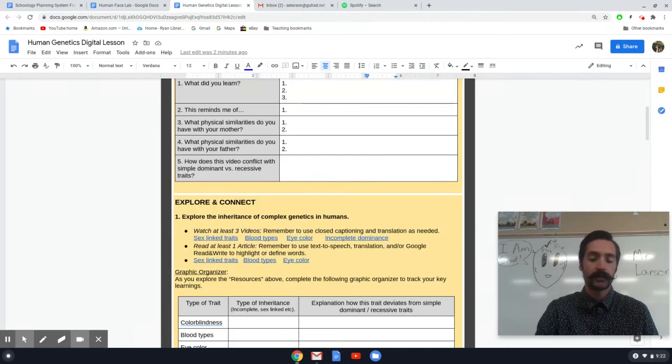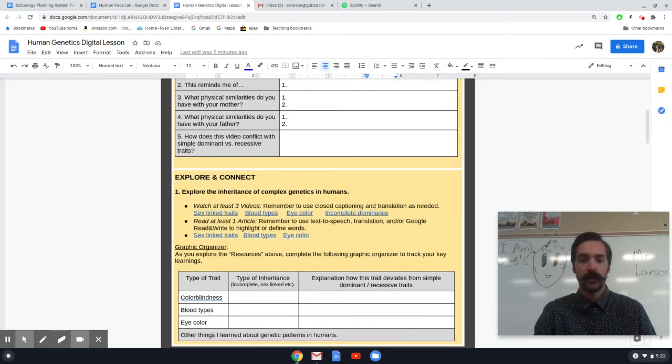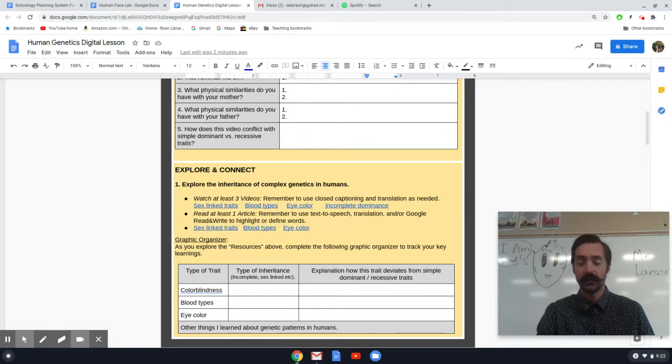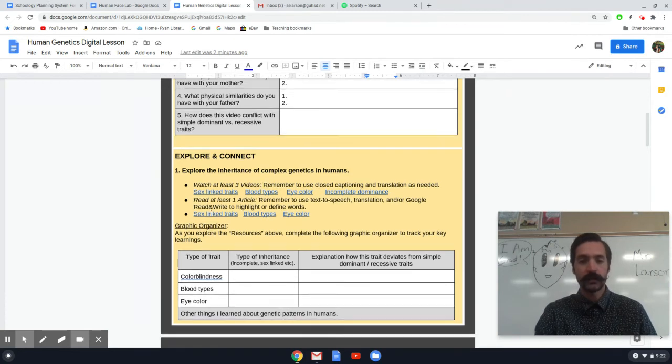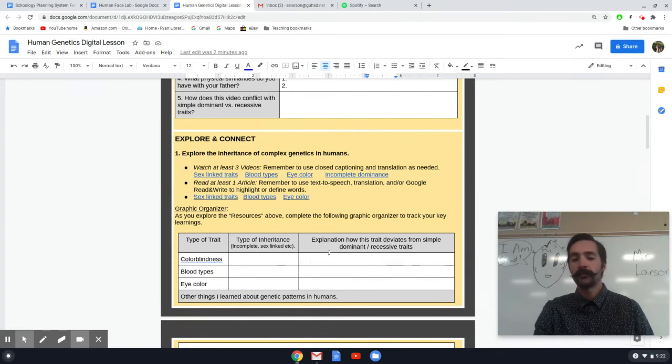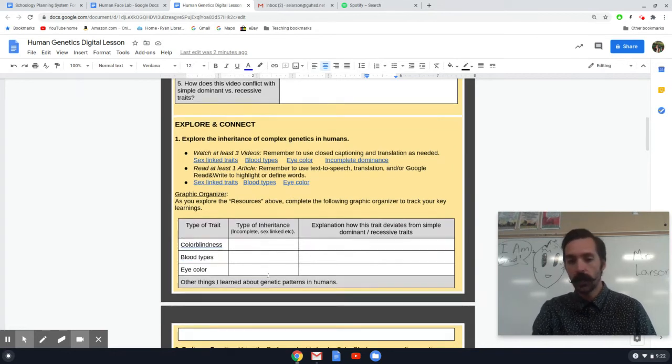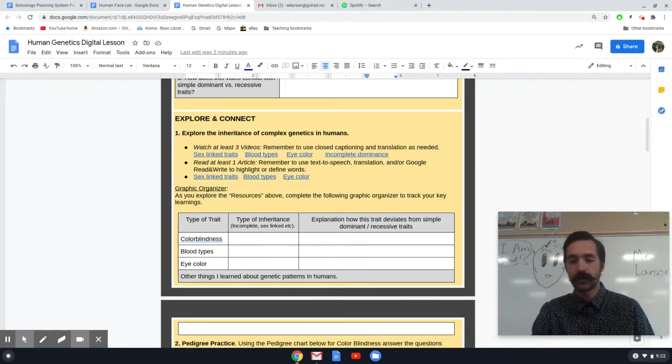The next section is looking at different types of complex inheritance. So watch 3 of these 4 videos, and then read at least one of these articles. Once you go through that, type in the information in this graphic organizer here below. Just what you've learned, what types of inheritance each one has, if it's incomplete, if it's sex-linked, if it's autosomal, if it's codominant. All these things will be explained in the videos and the articles.